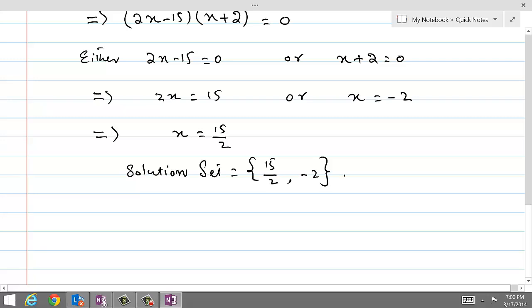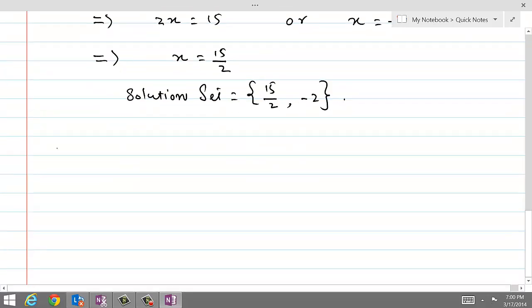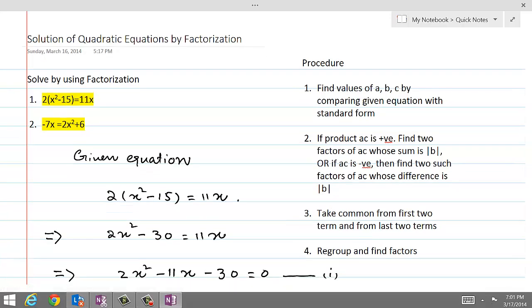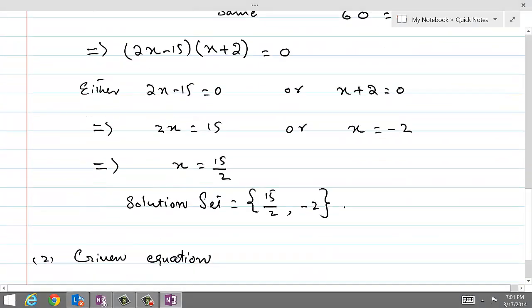Let's do the second question as well. And for the second question, we have the given equation. The given equation is minus 7x equal to 2x square plus 6. I believe this was the question which we wrote in the start.